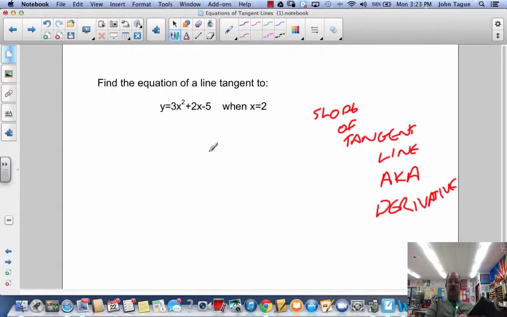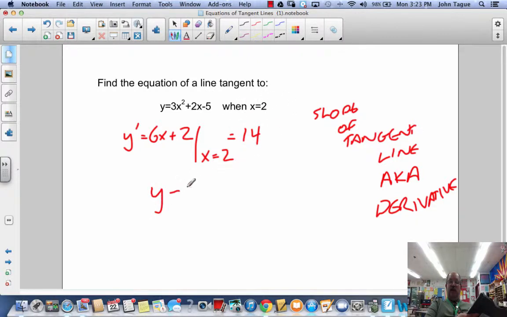Yeah, there we go. So the derivative, real quick, using our rules. Derivative of 3x squared is 6x, derivative of 2x is 2, derivative of a constant is nothing. So the derivative, the slope of the tangent line, is 6x plus 2. We're going to evaluate that when x is equal to 2. 6 times 2 is 12, 12 plus 2 is 14. So the slope of the tangent line at this particular point is 14.